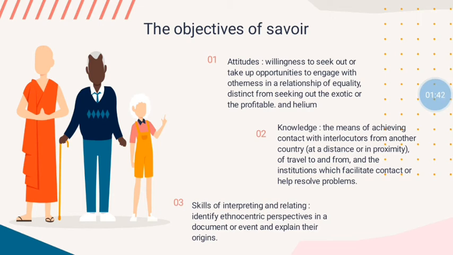And for the third, skills of interpreting and relating. The objective is to identify ethnocentric perspectives in a document or event and explain their origin. So the intercultural speaker can read a document or event and analyze its origin or sources in the media, in political speech or historical writing, and the meanings and values which arise from a national or other ethnocentric perspective.